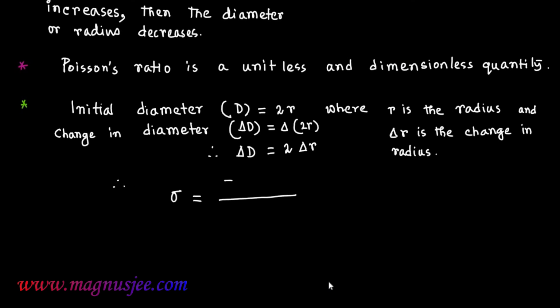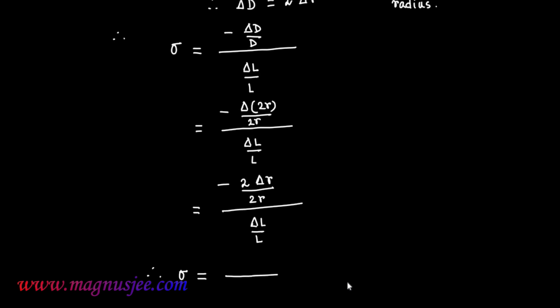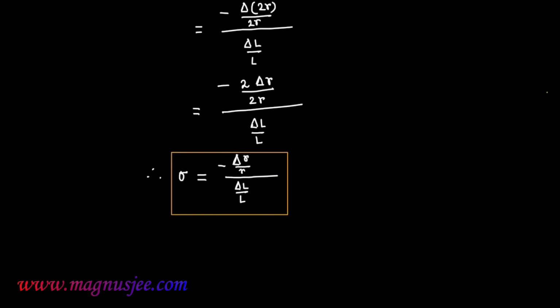Therefore, sigma equal minus delta d by d1, or delta d by d divided by delta L by L, equal to minus delta 2r divided by 2r whole divided by delta L by L. Now we can bring 2 outside the delta sign, minus 2 delta r by 2r divided by delta L by L. So therefore sigma equal minus delta r by r divided by delta L by L. That is another expression of Poisson's ratio.